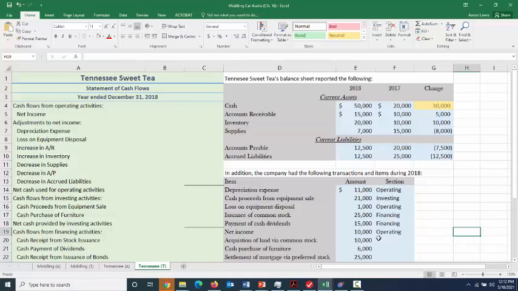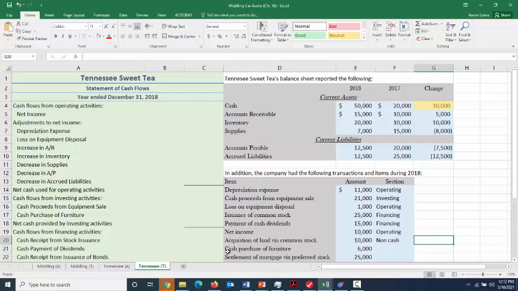The next item on our list is the acquisition of land via issuing common stock. So in this case, we're getting something and we're giving up something, but neither of those are cash. We're getting the land, but instead of transferring cash for it, we're going to transfer common stock, which means that is a non-cash activity.